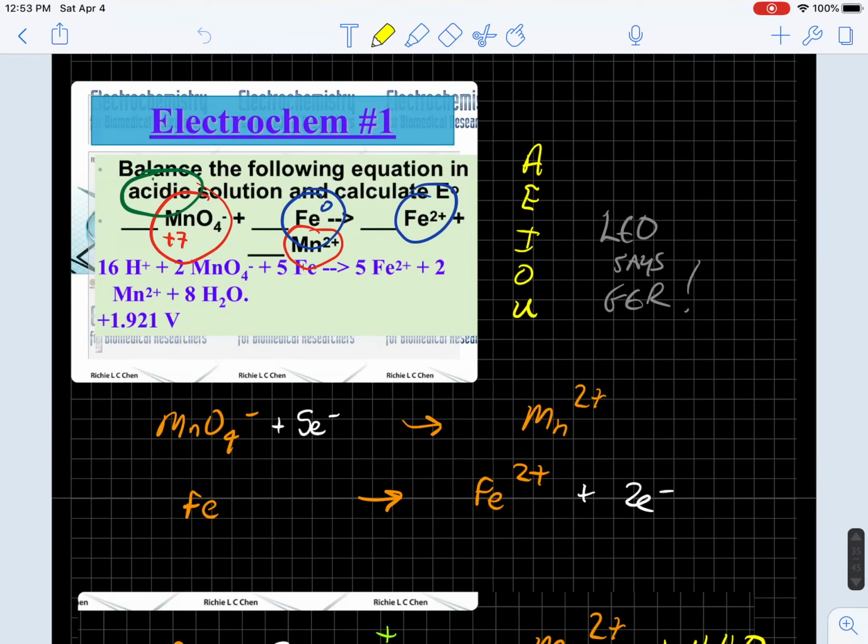Okay, electrochem practice problems, this time with sound. Balance the following equation in acid and calculate E naught. Well, E naught is actually pretty easy to calculate. It's still the reduction potential plus the oxidation potential. It has no value of stoichiometry.